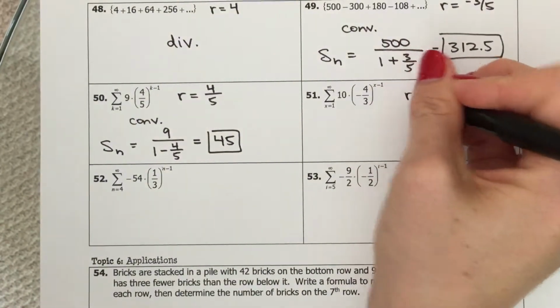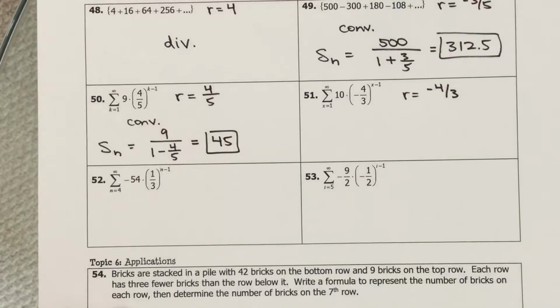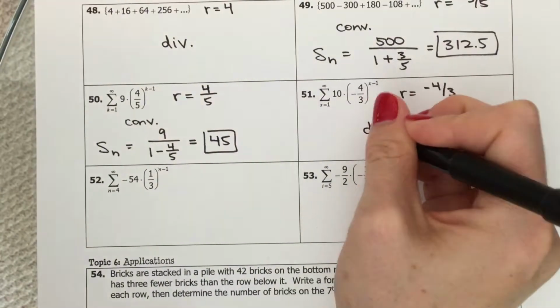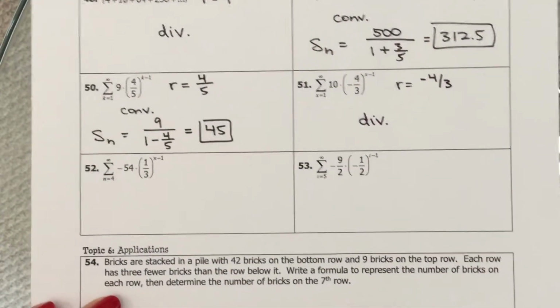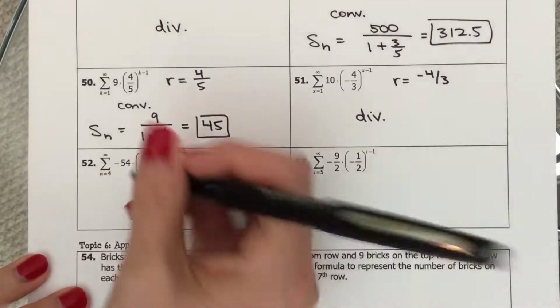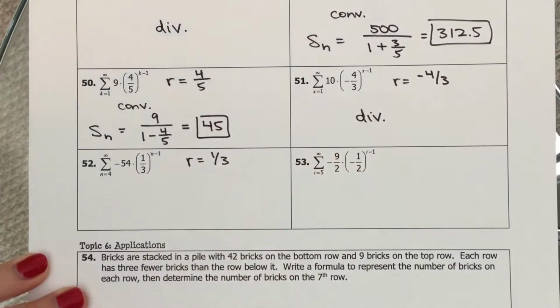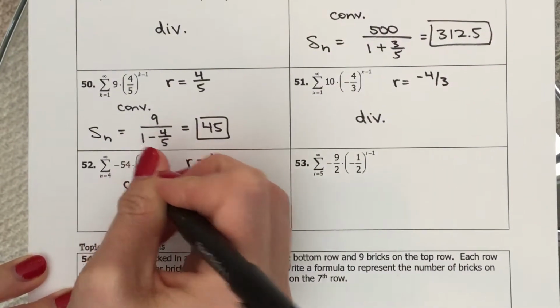This one, our ratio, is the one with the exponent, so that is -4/3. That value is bigger than 1, so that means our sequence diverges and we can't find the sum. Two more of these. 52 in parentheses here, you can see the common ratio is 1/3. So that means that these series will converge.